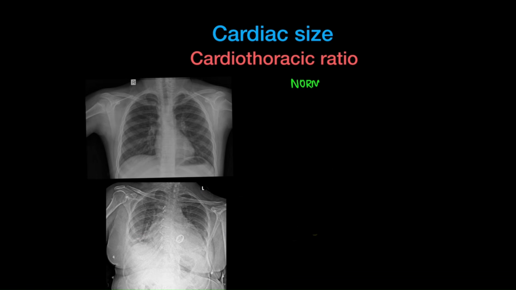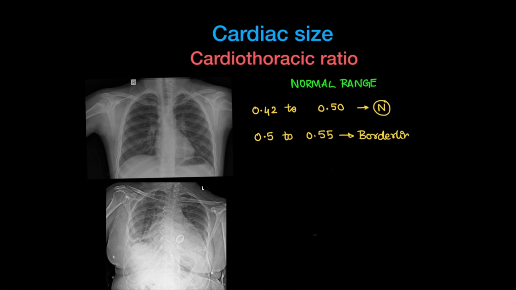Normal cardiothoracic ratio is 0.42 to 0.5. This is normal, and 0.5 to 0.55 is considered borderline normal by some of the authors. So more than 0.55 is called enlarged. So below 0.55 is still normal range.